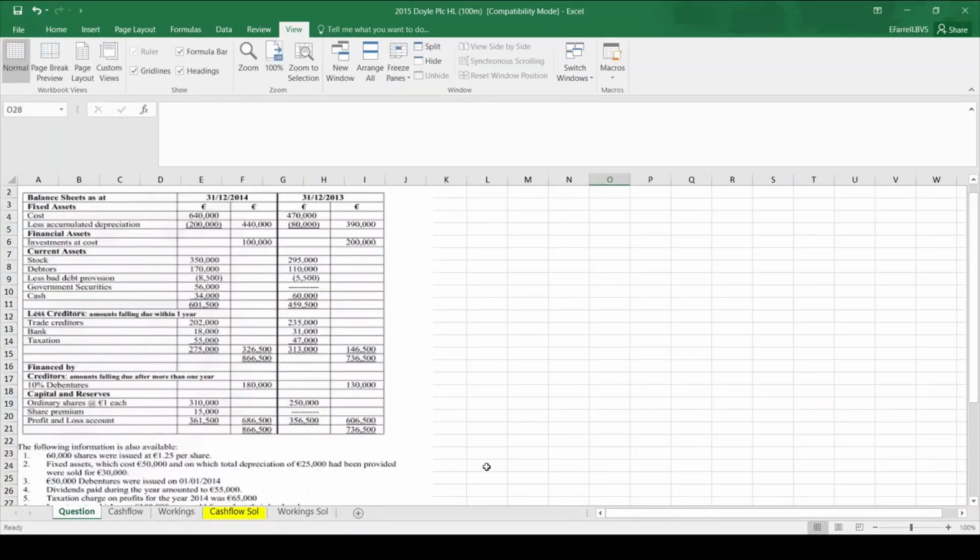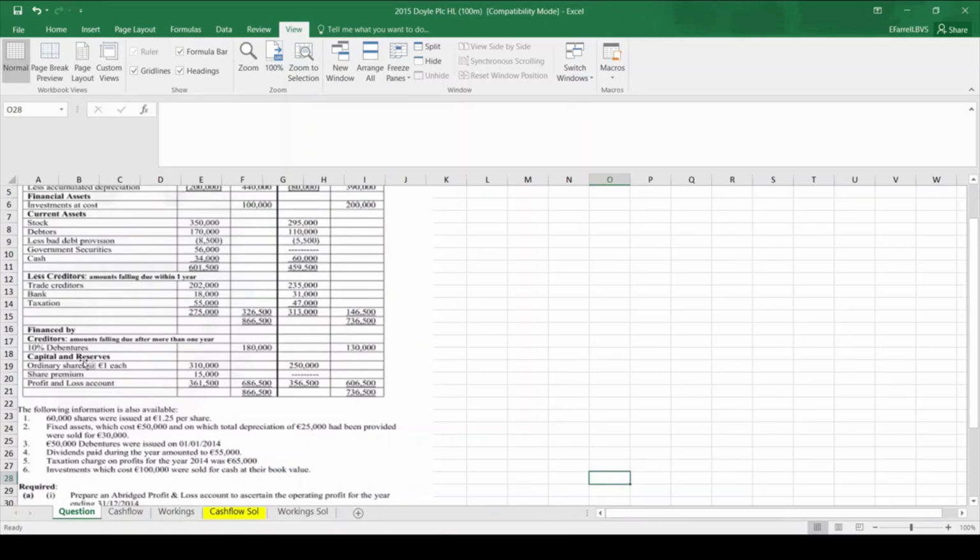In the question, it says that if we look at the debenture interest, 50,000 debentures were issued on the 1st of the 1st, and that date is important. So our debentures at the start were 130, then by the end of the year it went up to 180. Now that increase happened at the 1st of the 1st, meaning there were 180 for the year. So if I go to calculate my debenture interest, it will be 10% of 180. If those debentures were purchased at the 31st of the 12th, then they would have been 130 for the year, and they only changed the last day of the year.